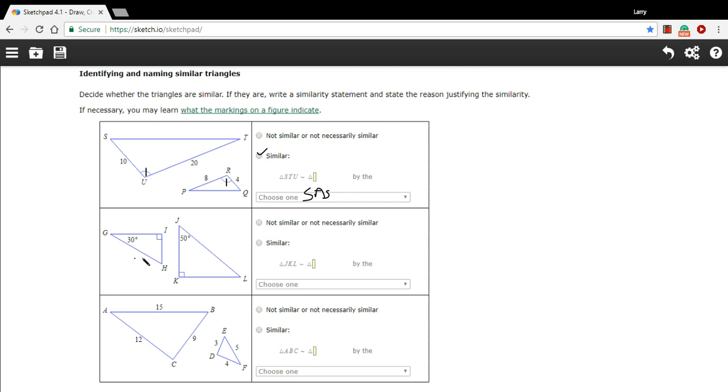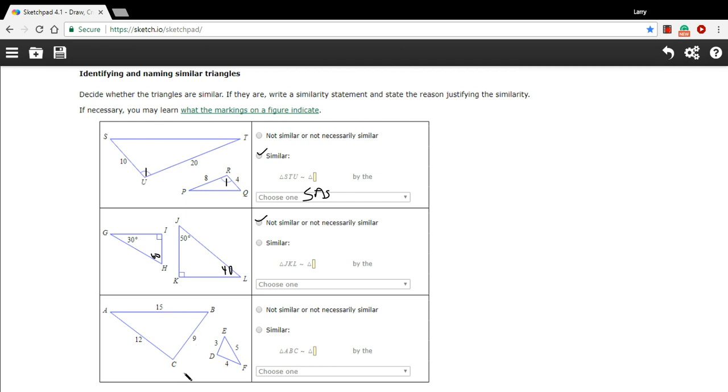Here in the triangle on the left, you've got a 90 degree angle and a 30 degree angle, and so this one must be 60. And here you've got a 90 degree angle and a 50 degree angle, so this one would be 40. So the only thing you have in common between these two triangles is one angle. That is not enough to prove any kind of similarity. So these triangles are actually not similar. So we'll just mark that.